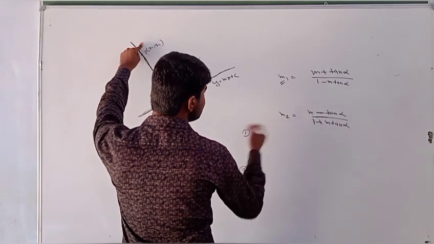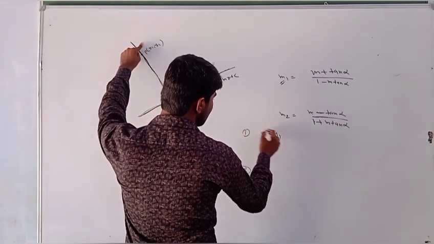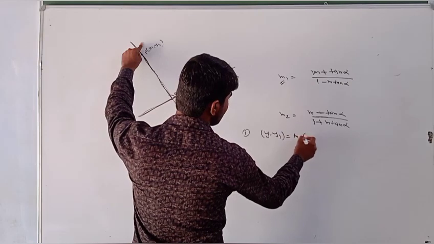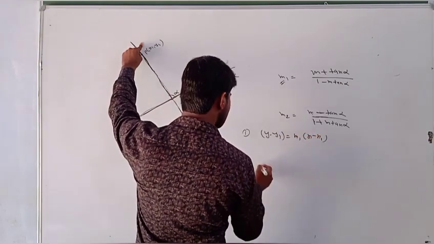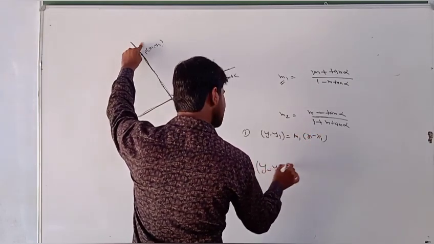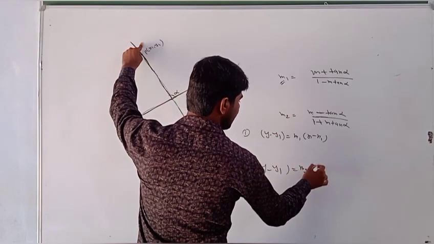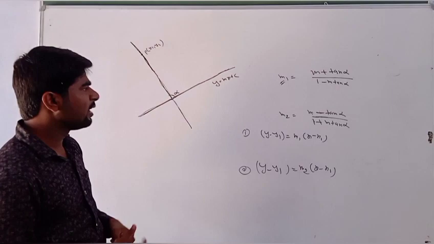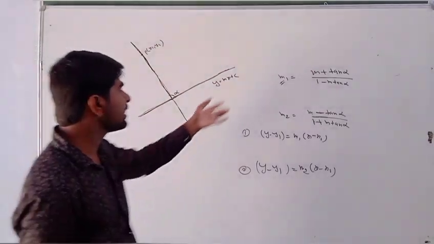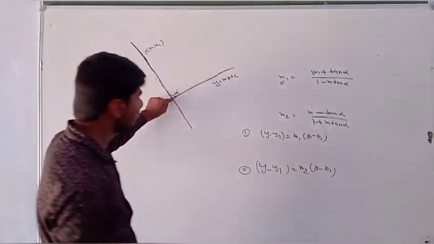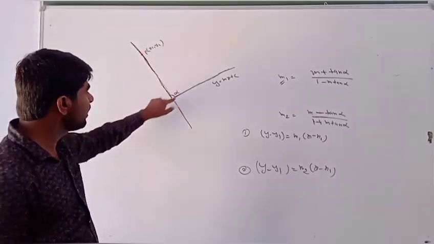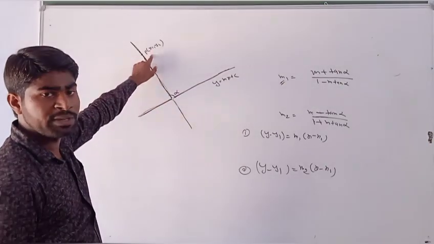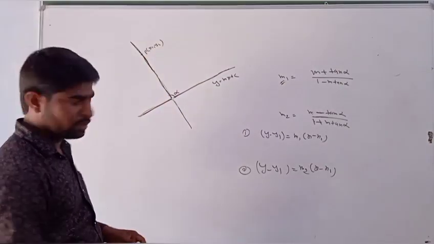By the point slope form we will easily find that y minus y1 equals m1 times (x minus x1), and y minus y1 equals m2 times (x minus x1). Okay, so you can easily find the equation of the line making an angle alpha with the given line and passing through a point P (x1, y1).